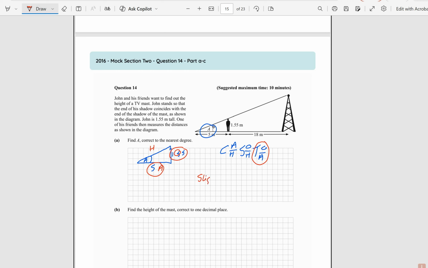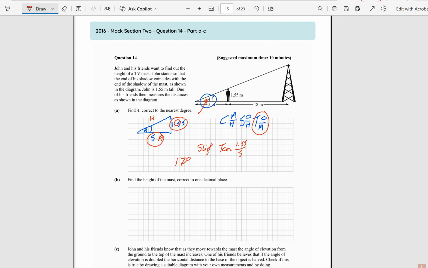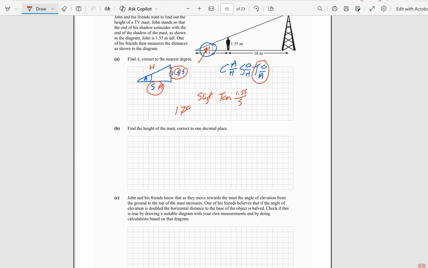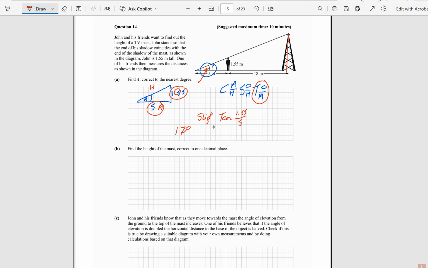So it's shift tan. The opposite is 1.55 all over the adjacent, which is 5. If we throw that into the calculator, we'll get 17 degrees. So A is 17 degrees. Then it's find the height of the mast, which is this here.